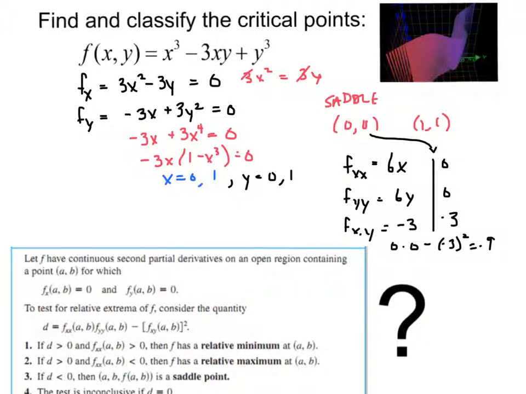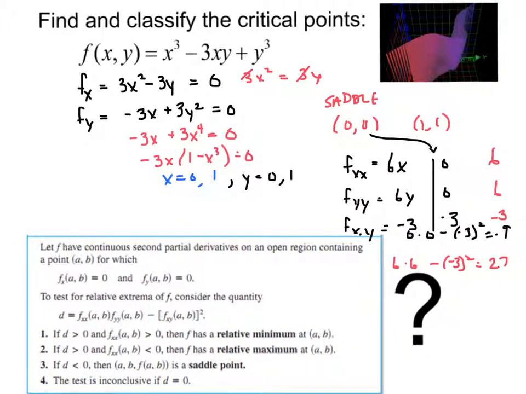Now if I plug in 1, 1, I get 6 and 6 and -3. So this one I'd have 6 times 6 minus negative 3 squared. Well, 36 minus 9 is 27. So now we have a positive answer, and therefore we have to do a little bit more. We say, okay, so we had a positive d, and our derivative, this one, was 6, so it is a minimum.